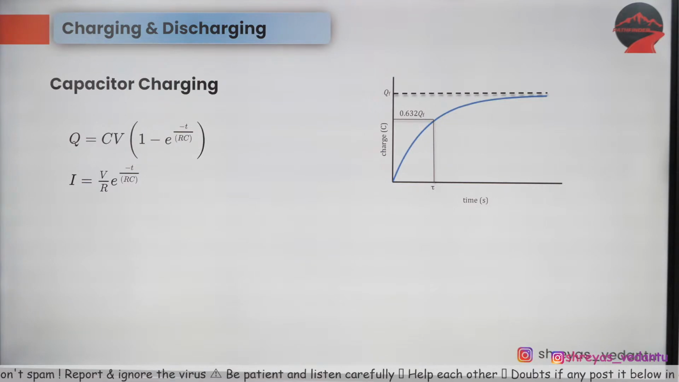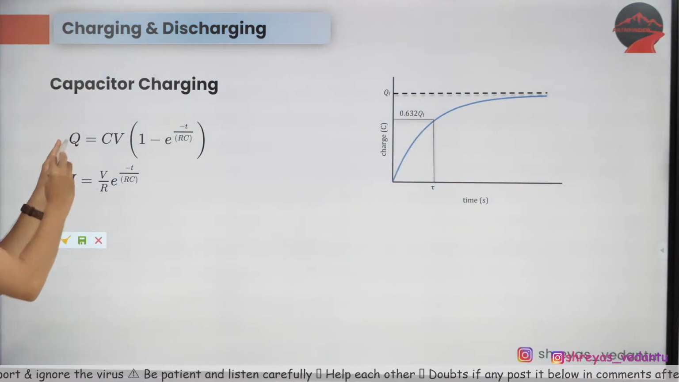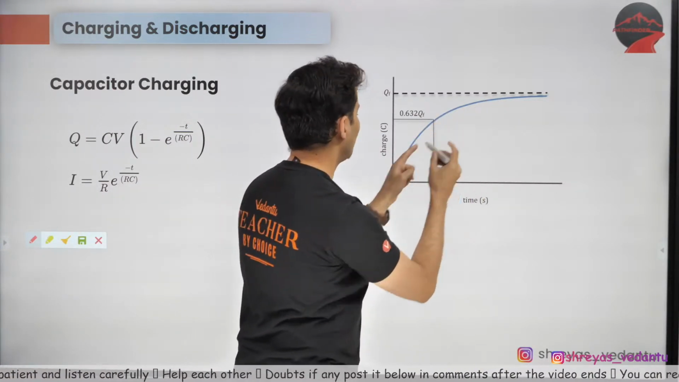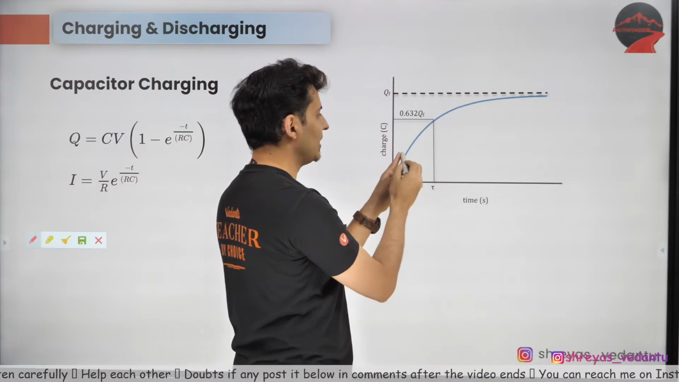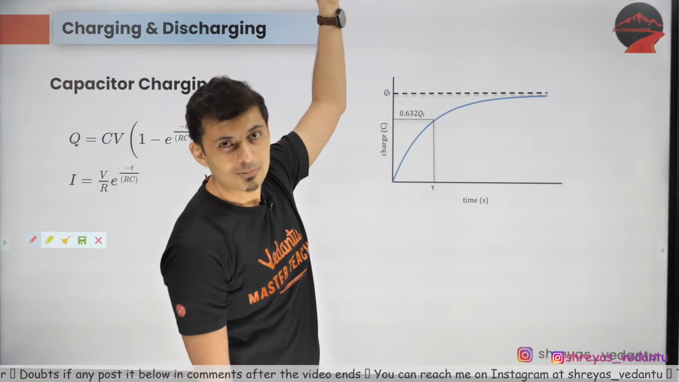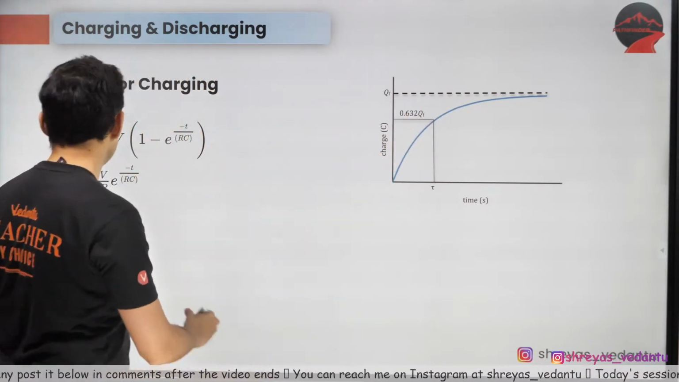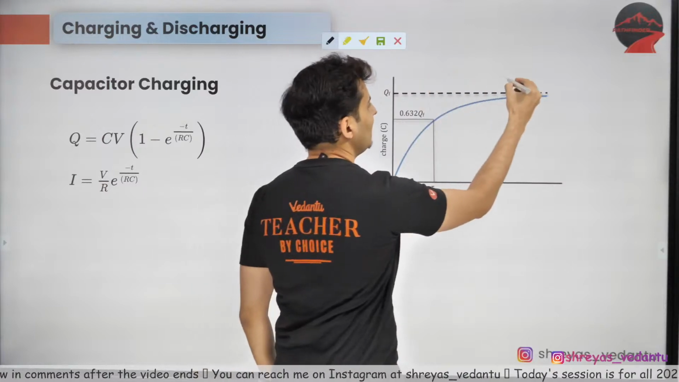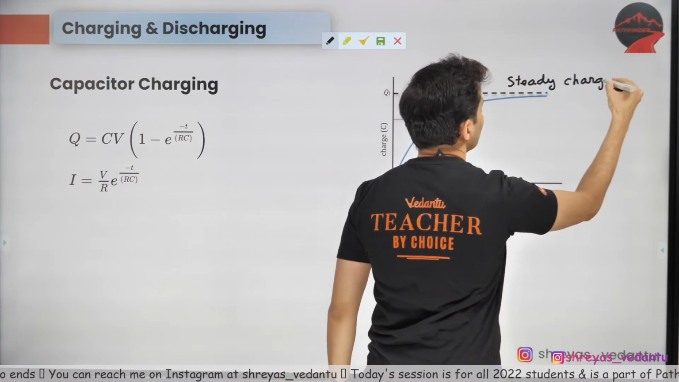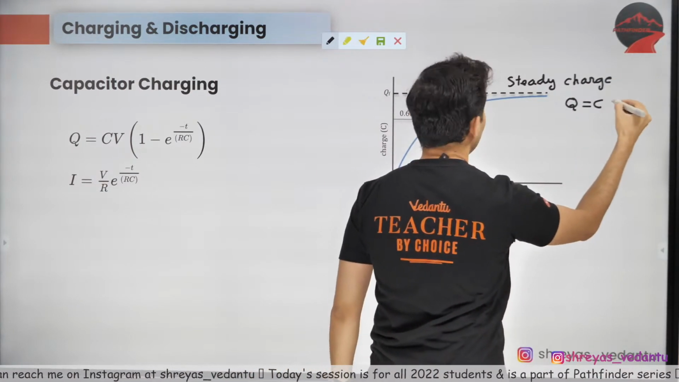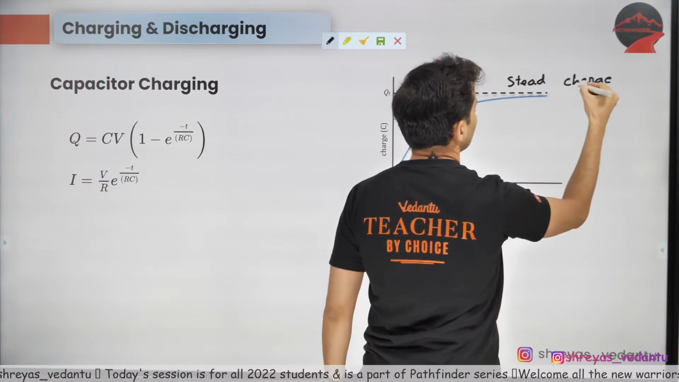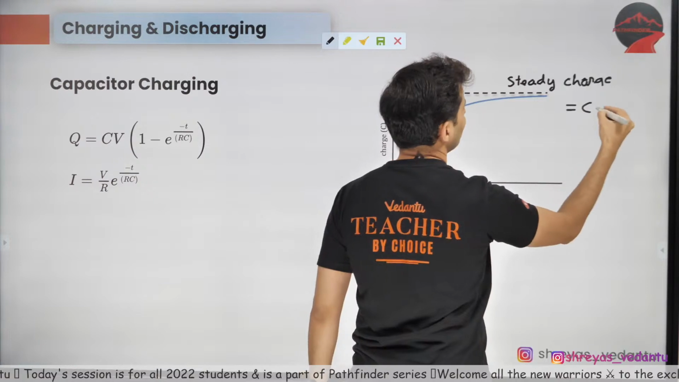Whenever you charge a capacitor, look at the charge as a function of time. Initially there is no charge, slowly charge builds up, and it will reach a final value. It will not go on increasing. This is your steady value. What is that steady charge? The steady charge Q will be C into V, whatever that voltage is.